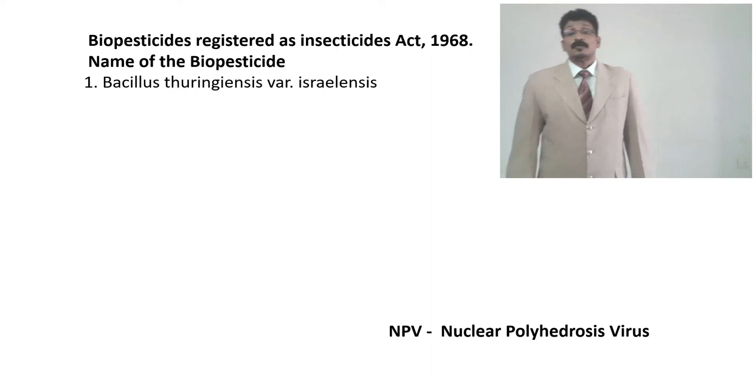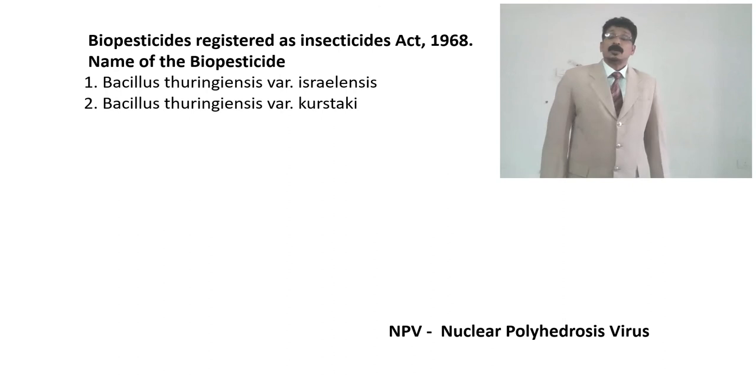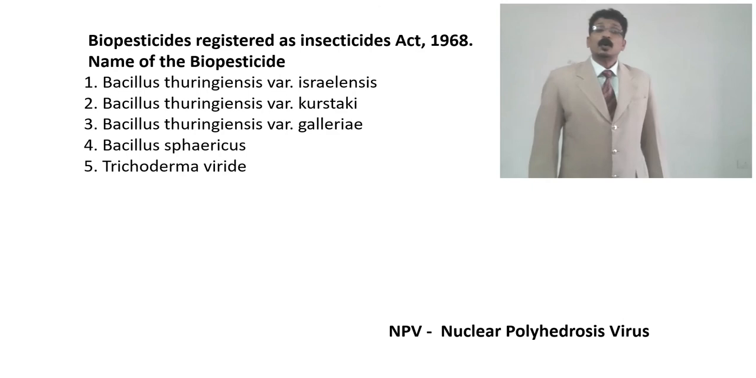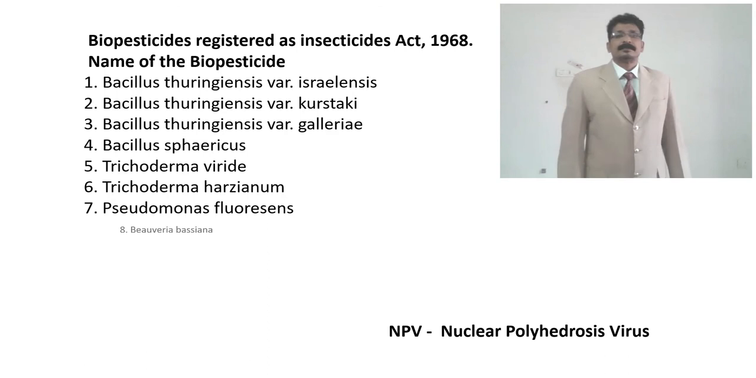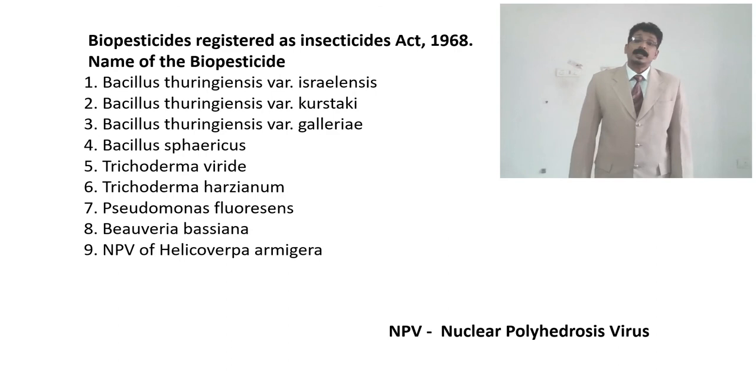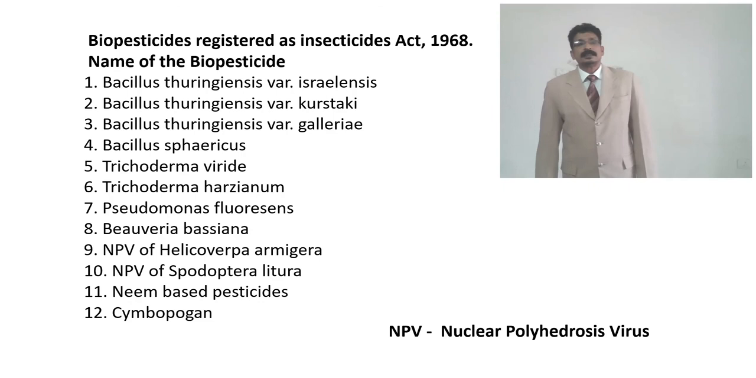That is Bacillus thuringiensis variety israelensis, Bacillus thuringiensis variety kurstaki, Bacillus thuringiensis variety galleriae, Bacillus sphaericus, Trichoderma viride, Trichoderma harzianum, Pseudomonas fluorescens, Beauveria bassiana, NPV of Helicoverpa armigera, NPV meaning nuclear polyhedrosis virus, NPV of Spodoptera litura, neem-based pesticides and Cymbopogon.